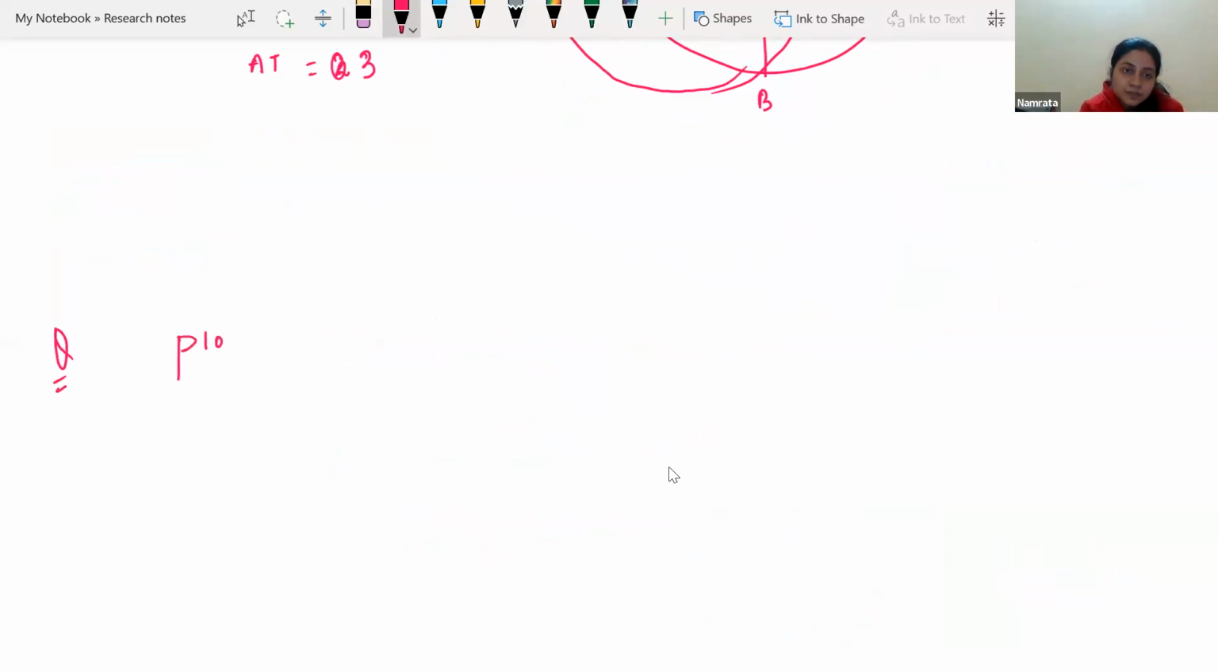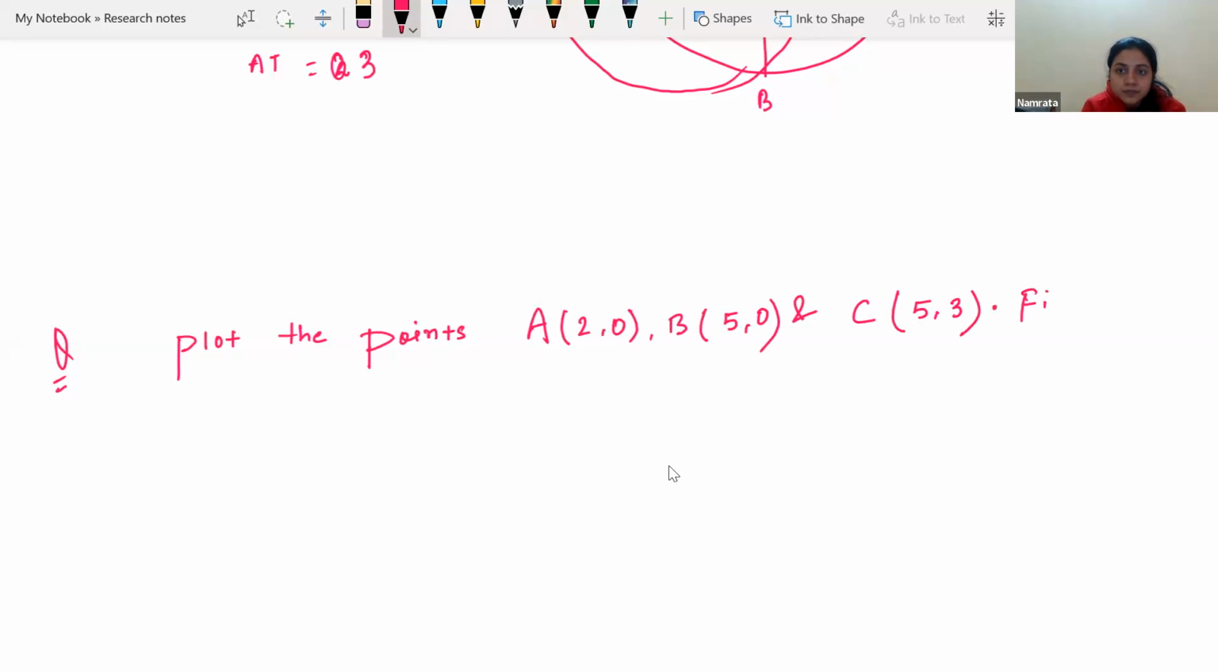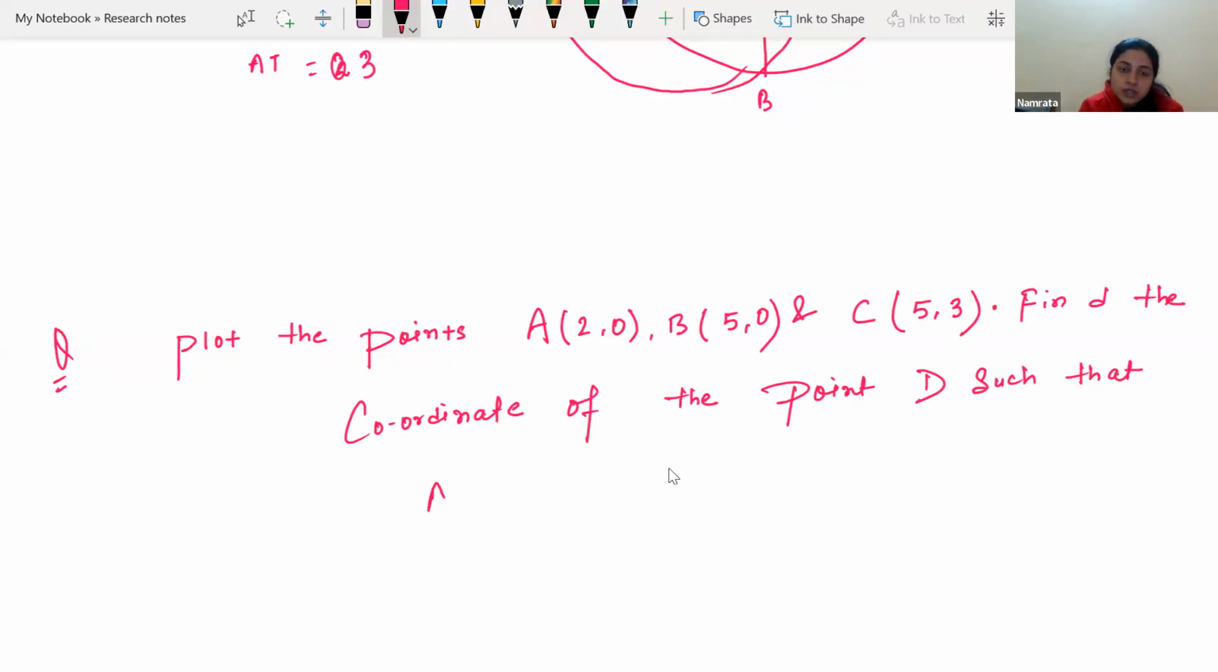Plot the points. Directly, I am taking the question because you are comfortable with the concept. I know that A is (2, 0), B is (5, 0), and C is (5, 3). Find the coordinate of the point D such that ABCD is a square.